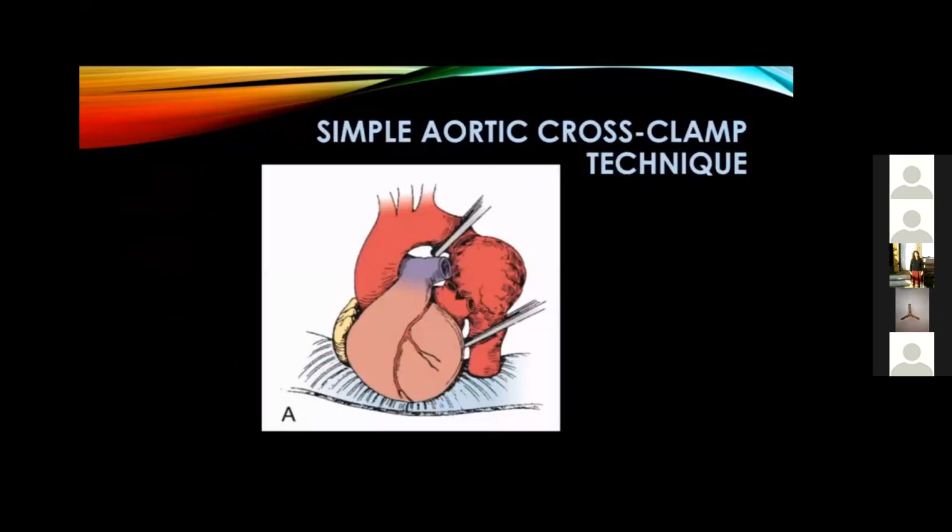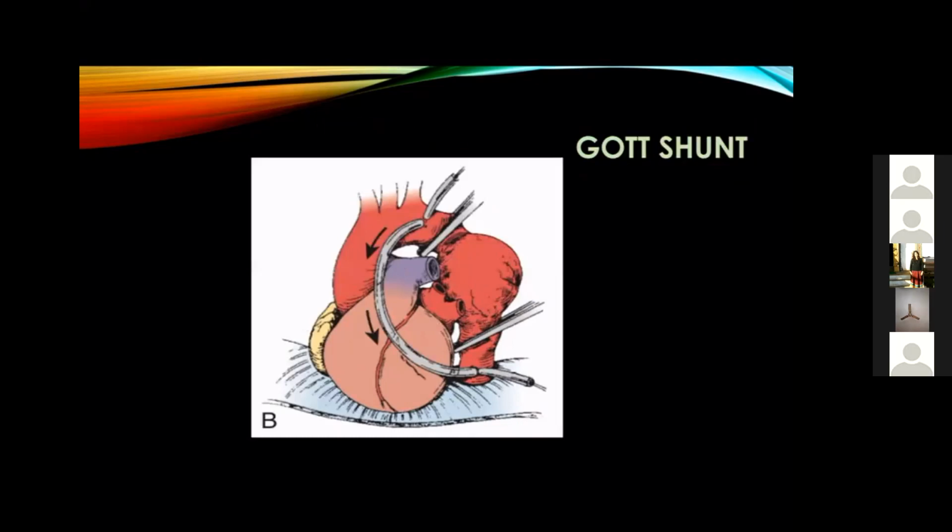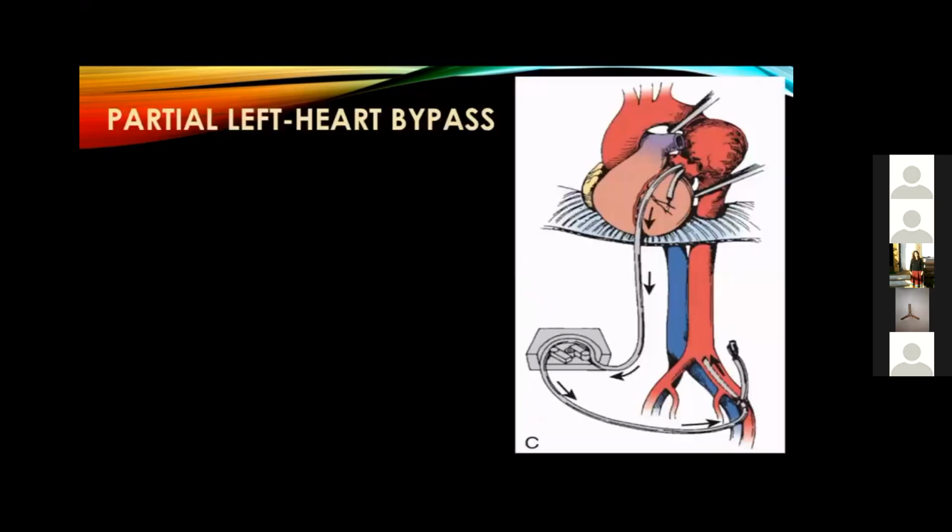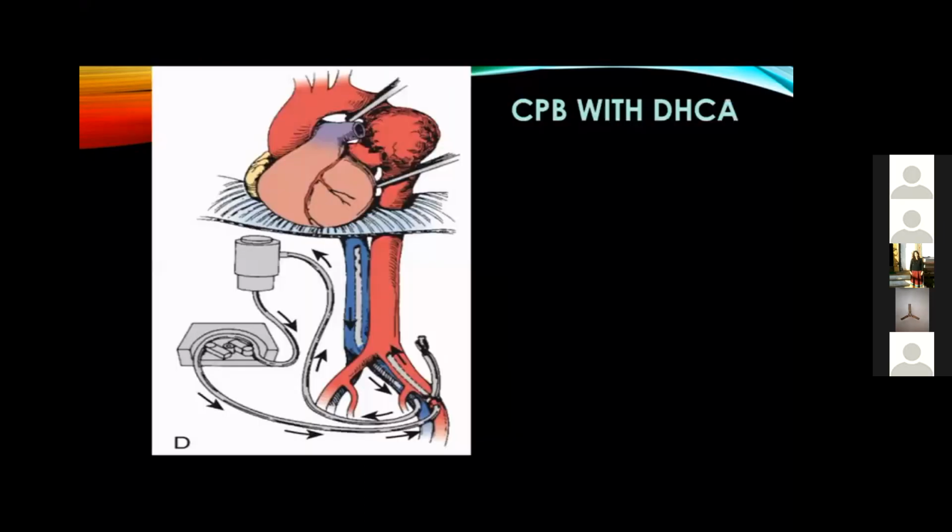Why I am giving this picture and all these things superficially is because all these things are related to the neurological complication. They put a clamp just proximal and distal to the aneurysm. In the Gott shunt, they put a shunt from the proximal to the distal part, or partial left heart bypass, and CPB with DHCA, normal CPB with DHCA.